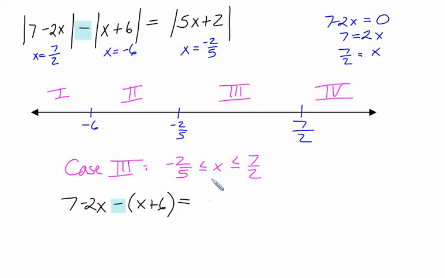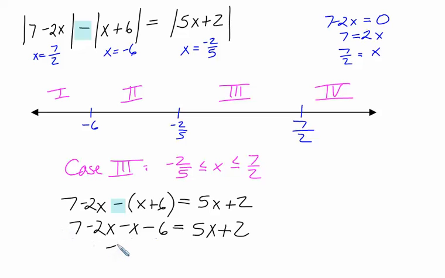And then the final set of absolute values, inside of them is positive in that region, so we just take off the absolute values. Remember, the big idea is these things will only change sign around the key numbers. So as we do this, we distribute our negative here. We would get negative x minus 6. Combine our like terms, negative 3x plus 1 equals 5x plus 2.